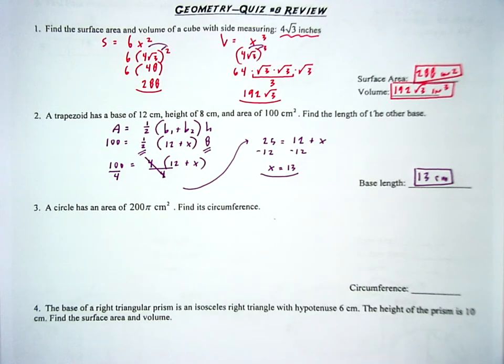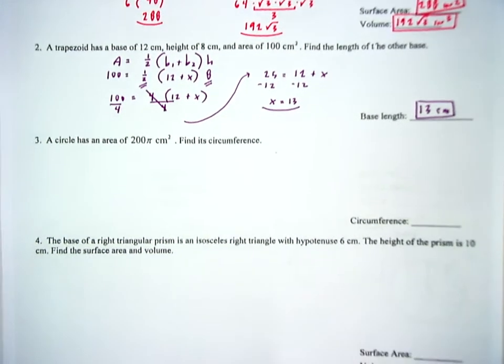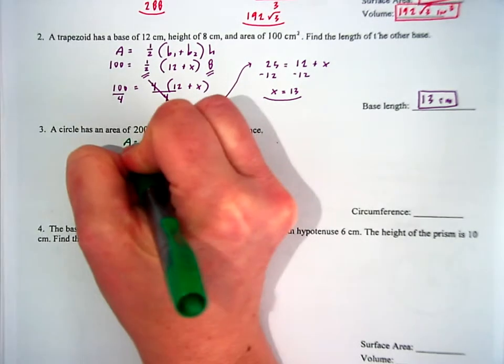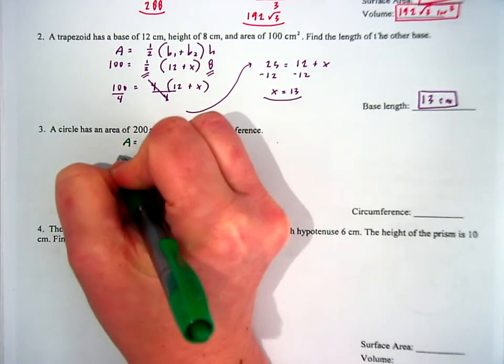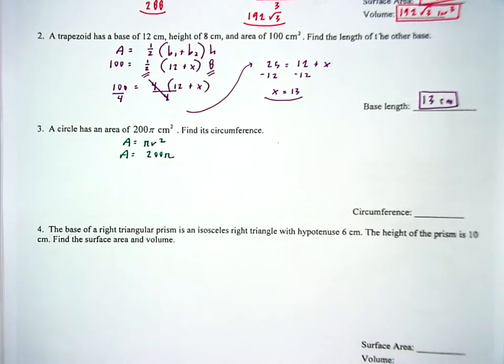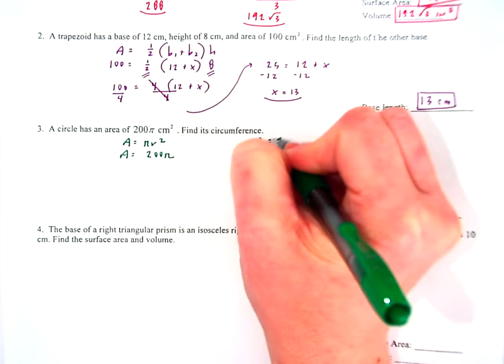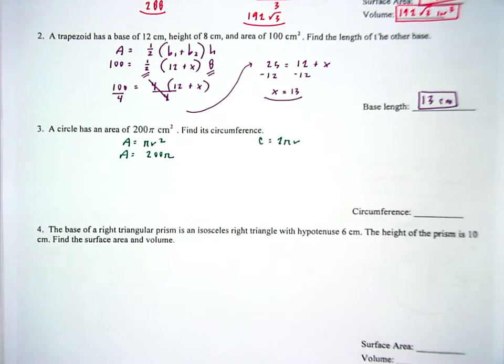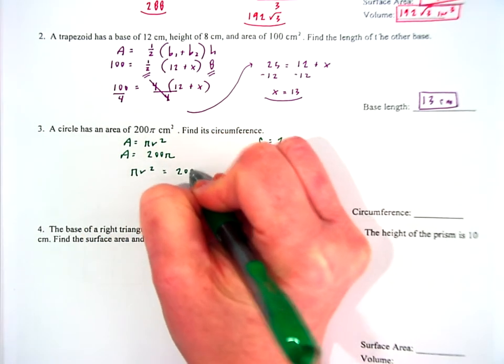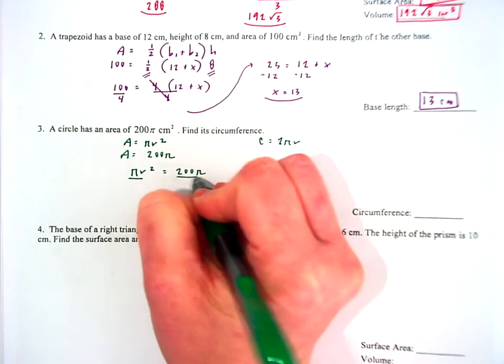Okay, next here we have a circle. Our circle has an area of 200 pi centimeters squared. We want to find its circumference. A circle has an area of pi r squared. We're told that the area here is 200 pi. We want the circumference, and circumference is 2 pi r. So clearly what we need is the radius. To find it, I know that pi r squared is equal to 200 pi. I'm going to divide each side by the pi.